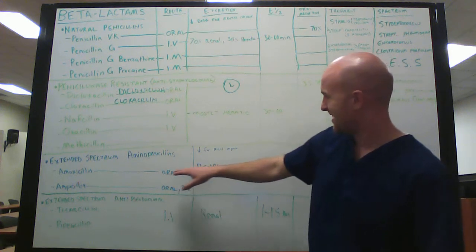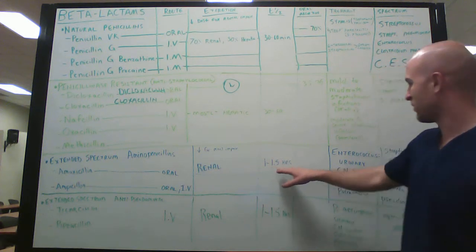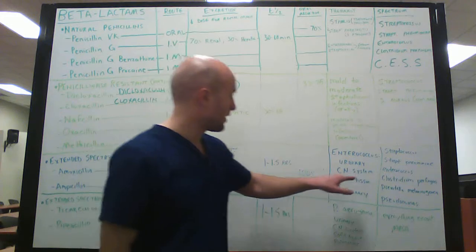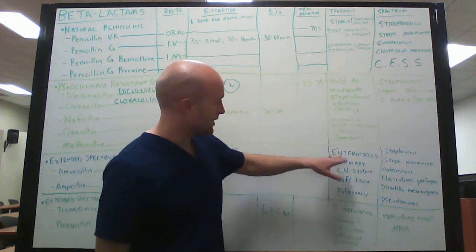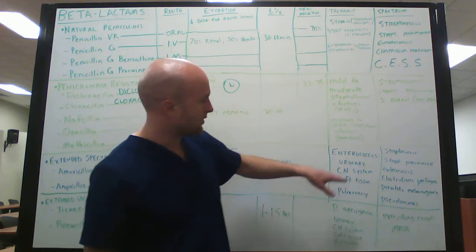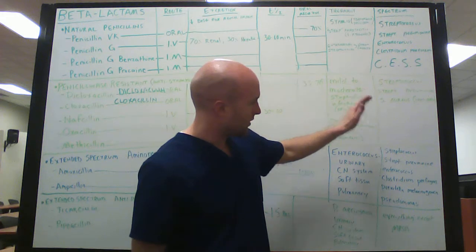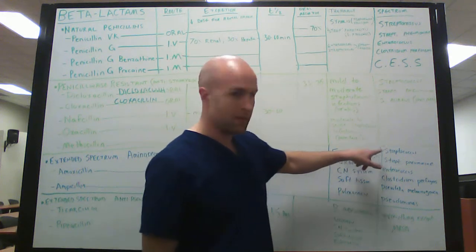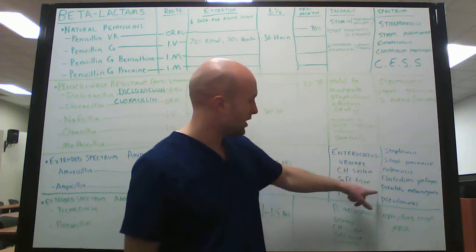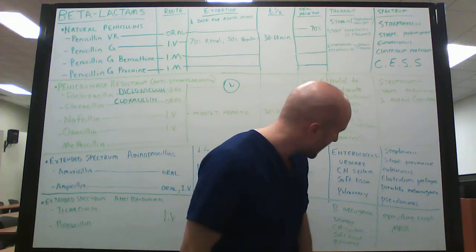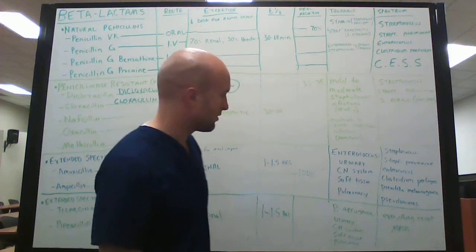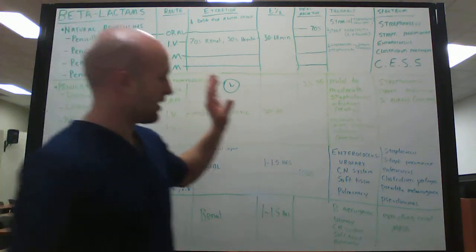Okay, so it has a half-life of 1 to 1.5 hours. It has 100% oral absorption, and it is used for enterococcus infections of the urinary tract, central nervous system, soft tissue, or pulmonary system. And this handles a lot more stuff. It handles streptococcus pneumoniae, enterococcus, Clostridium perfringens, Prevotella melaninogenica, I don't know how to say that, as well as Pseudomonas. So this, a lot more stuff, okay?